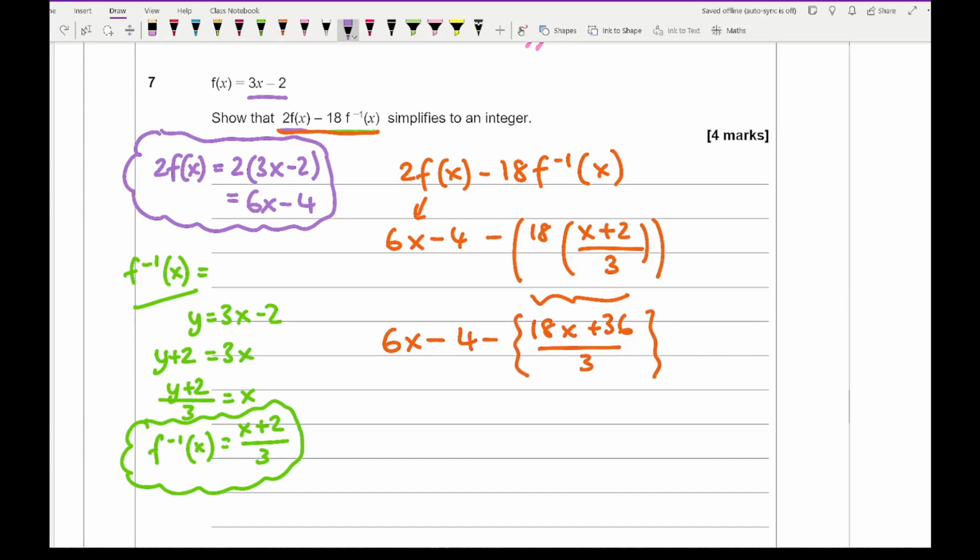Then I can simplify this fraction by dividing everything by 3. So that becomes a 1, that becomes a 12, and that becomes a 6. So then what's left is 6x minus 4 minus 6x minus 12. The 6x's cancel out, so all I'm left with is minus 16, which is an integer.